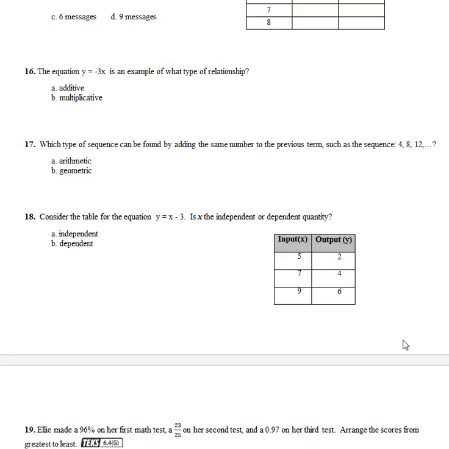Number 18. Consider the table for the equation y equals x minus 3. Is x the independent or dependent quantity? A, independent. B, dependent. The top of the table reads input x, output y.